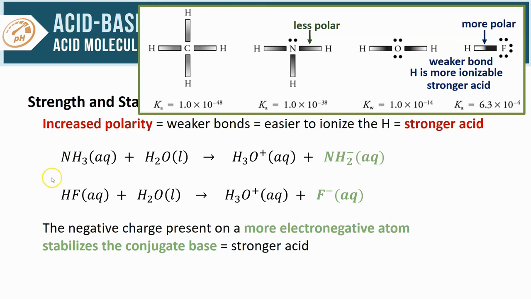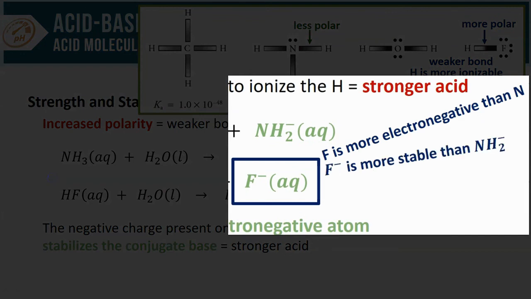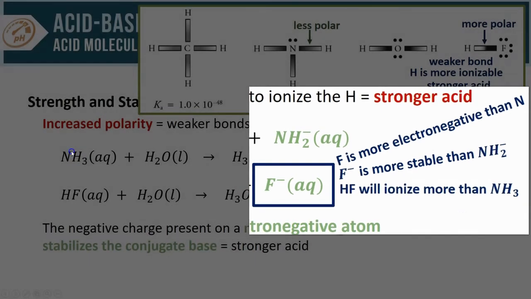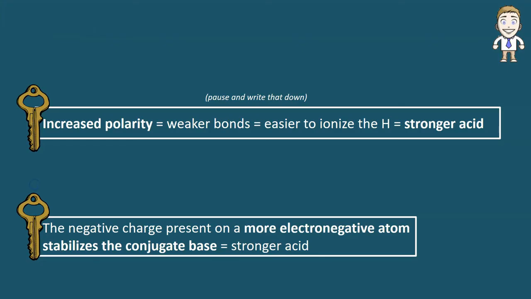In terms of these two conjugate bases, we can look at F- then and say that fluorine is more electronegative than nitrogen, making the F- more stable, meaning the HF is going to ionize into its conjugate base more than the NH3 will, making HF a stronger acid. These are our final two key ideas for this video. Take some time, write those down.